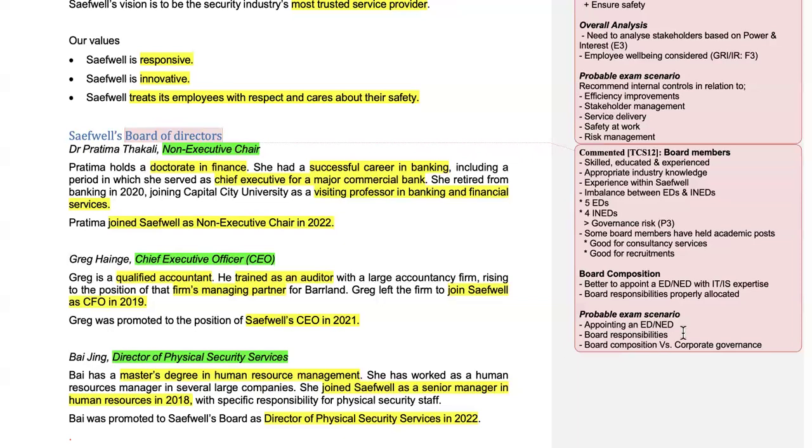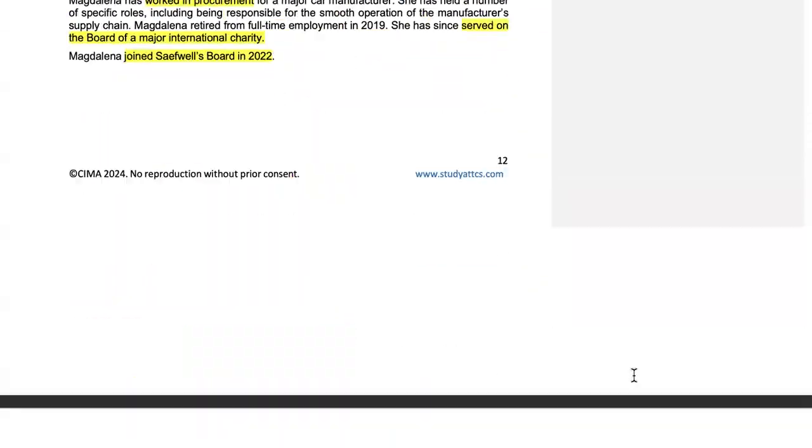And definitely your knowledge pertaining to board responsibilities will be tested at the exam. And on board composition versus corporate governance, you will have to build your arguments concerning corporate governance and the way in which our board is designed.